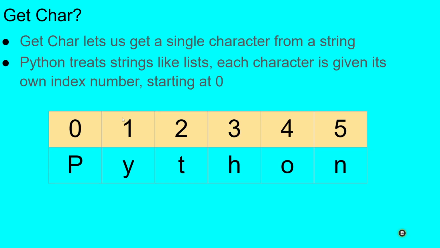So whenever we use this, we get a single character from a string. And then Python treats strings like a list, so each character is given its own index starting at 0, just like so.